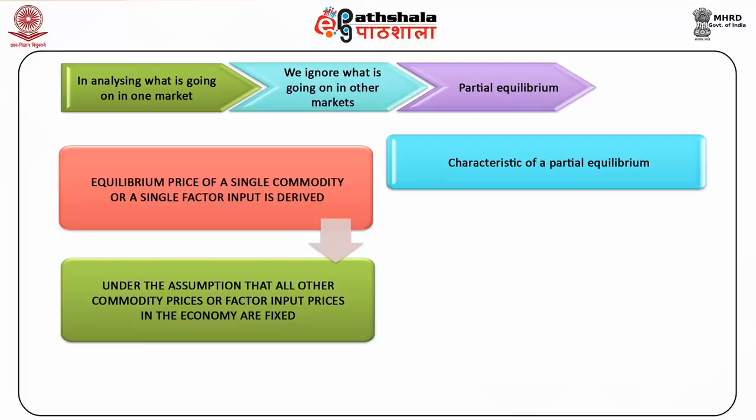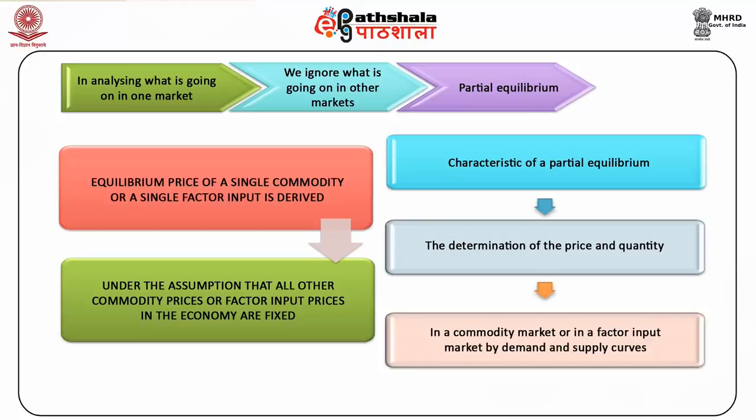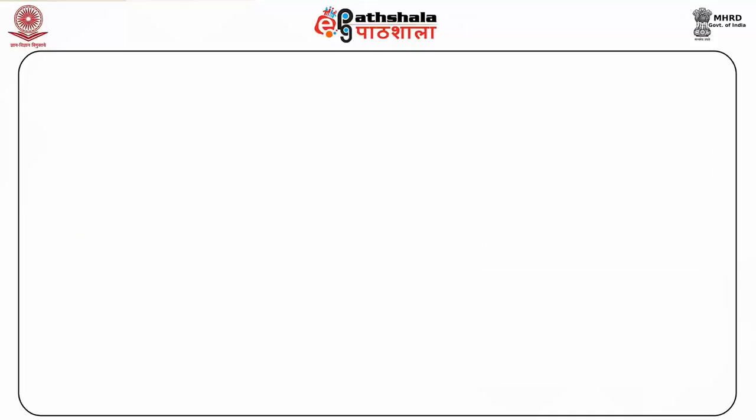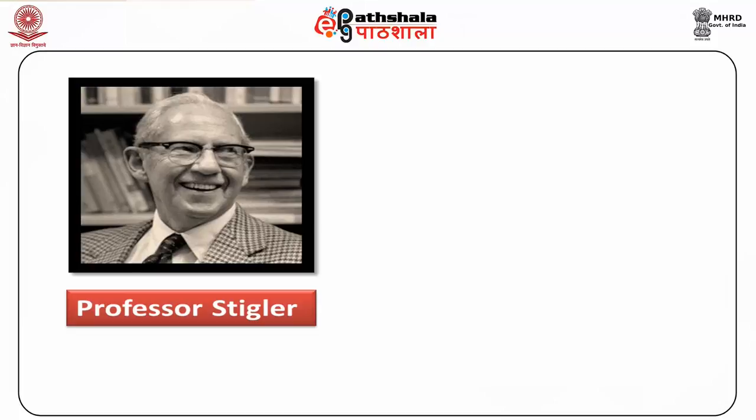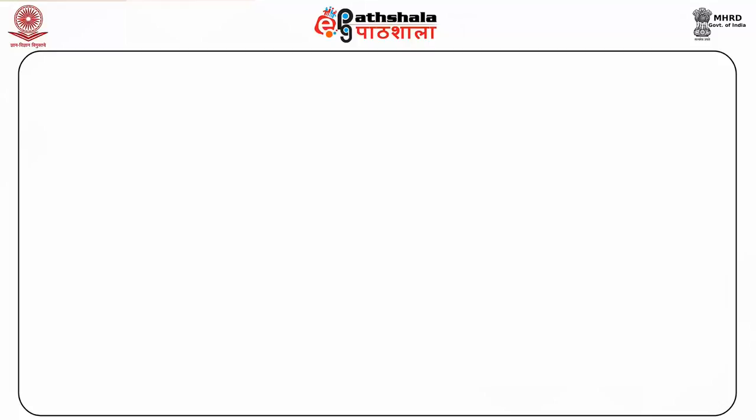The basic characteristic of a partial equilibrium approach is the determination of the price and quantity in a commodity market or in a factor input market by demand and supply curves. In the words of Professor Stigler, a partial equilibrium is one which is based on only a restricted range of data. A standard example is the price of a single product, the prices of all other products being held fixed during the analysis. Now we will discuss the behavior of individuals under partial equilibrium.